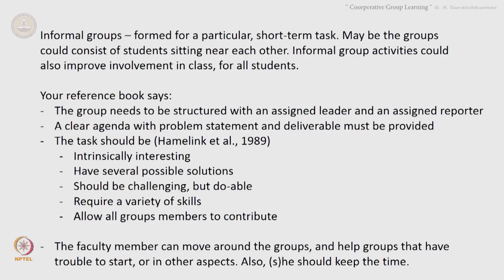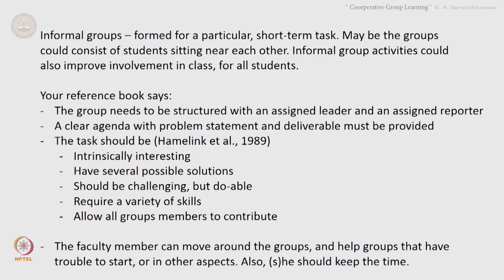There are also guidelines for how the tasks should be designed. That is given in the paper by Hammerlink et al., 1989. They say that the task should be intrinsically interesting and make sense, otherwise it will not catch the attention of students. It should have several possible solutions. It should be challenging but doable.